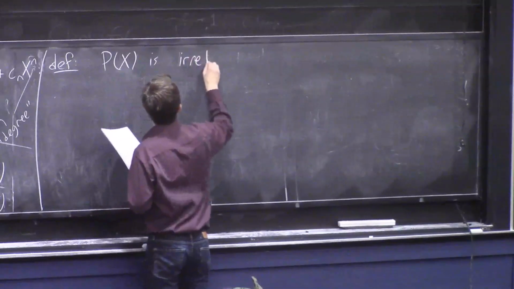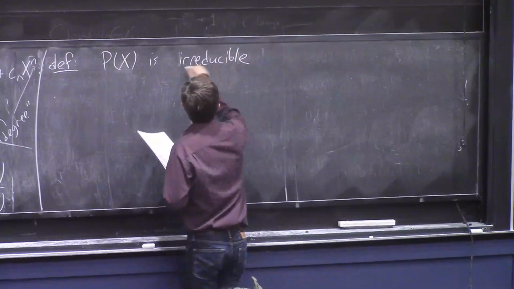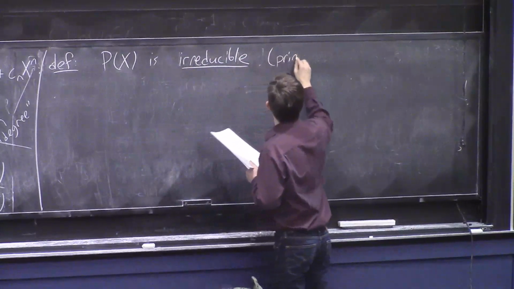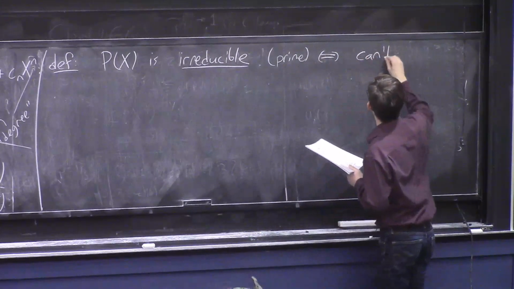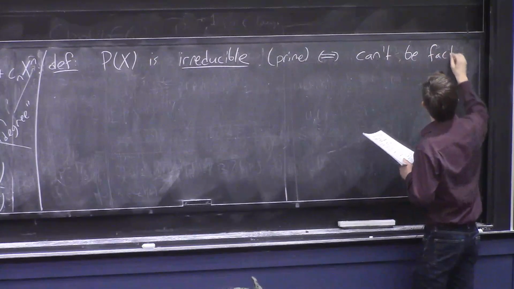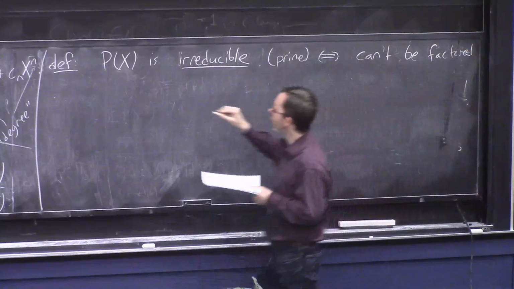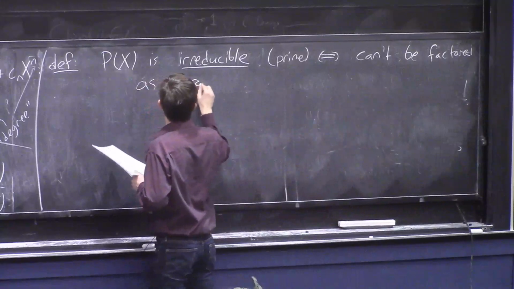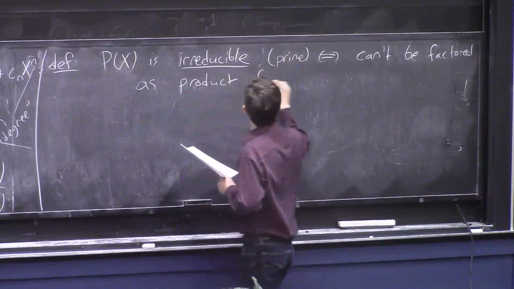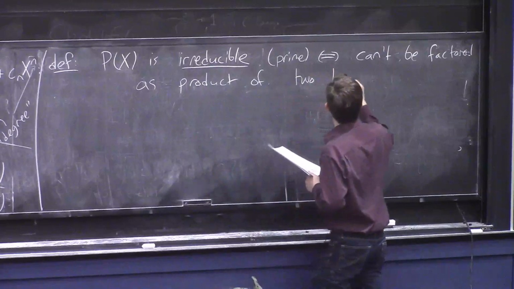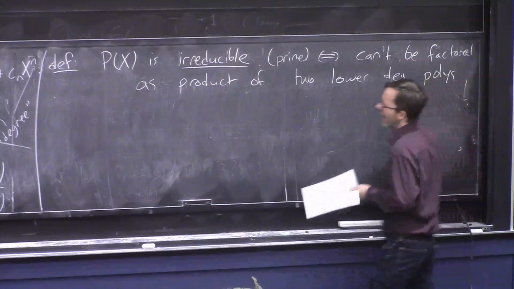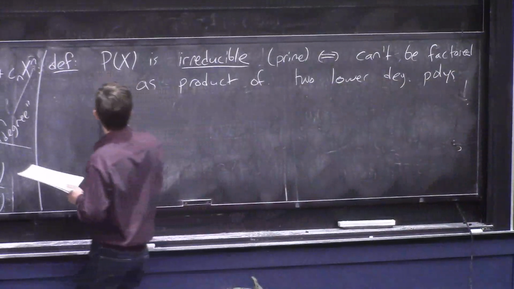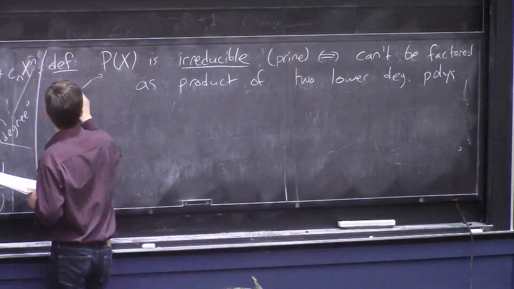A polynomial p(x) is irreducible or prime if it can't be factored as the product of two lower degree polynomials. And also, I guess, like with prime numbers, it should have degree at least 2.